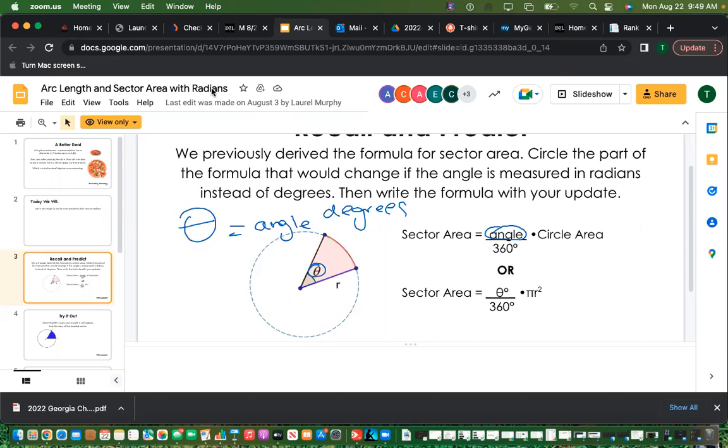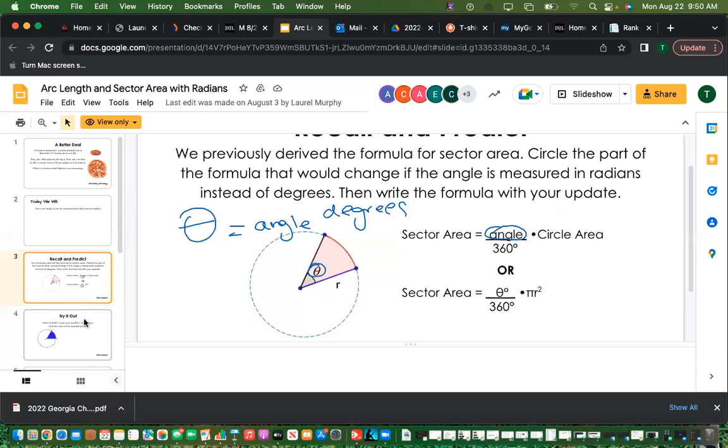So again, you should have written down the formula. It is the area of a circle, which is pi r squared, and you're multiplying it times the angle divided by 360. Basically this is saying take the area of the circle, but only do it for this many degrees. Now we're going to actually try this out. We're going to try a practice problem.